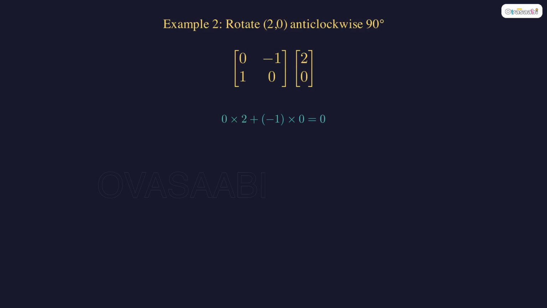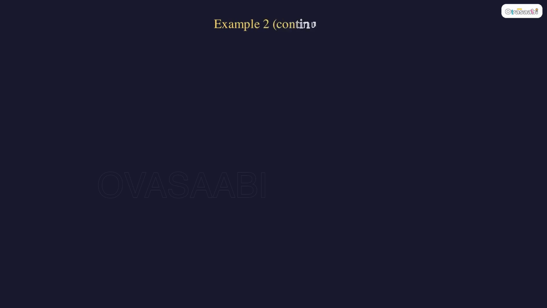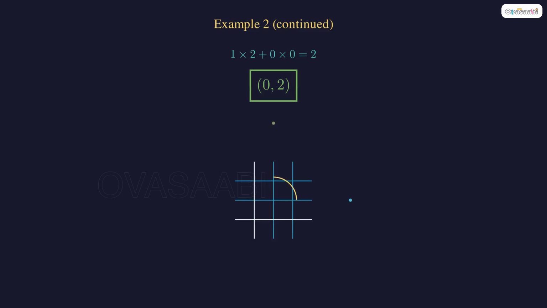For 90-degree anti-clockwise rotation, we use this matrix. Multiply. Top row gives 0 times 2 plus -1 times 0 equals 0. Bottom row, 1 times 2 plus 0 equals 2.